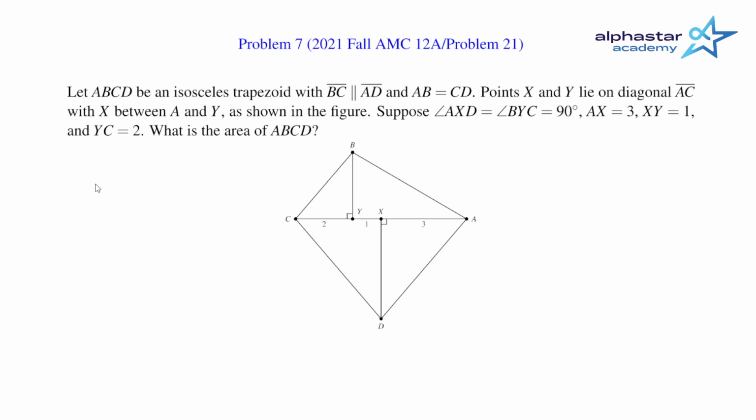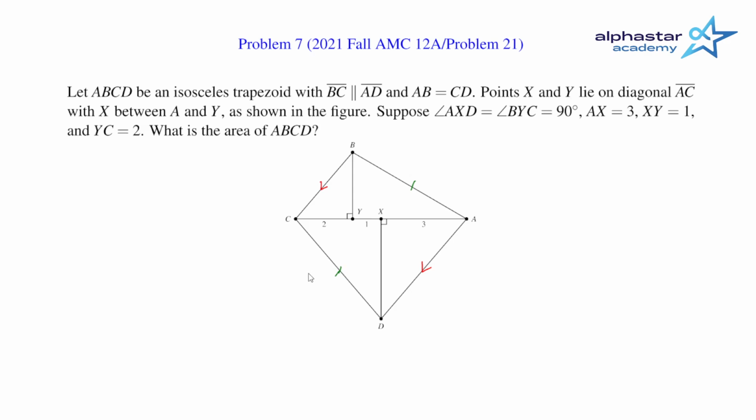Let ABCD be an isosceles trapezoid with BC parallel to AD. So kind of weirdly drawn here, but yes, these are parallel. And AB equals CD. So this is a typical isosceles trapezoid. Of course, we have these.